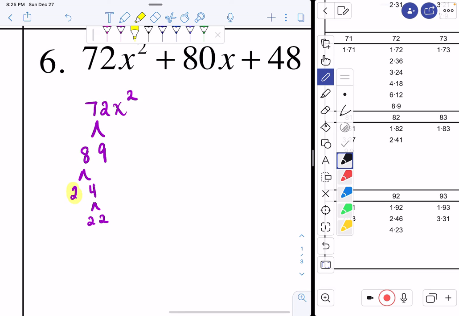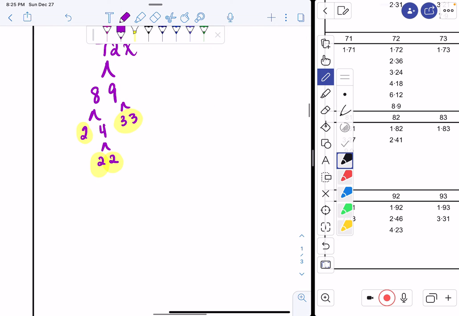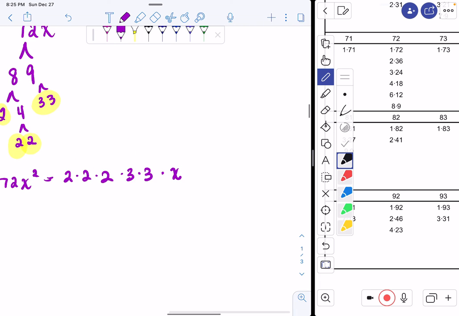Highlight your primes. 9 I can break apart into 3 and 3. Highlight those because those are prime as well. So I can say 72x squared is equal to 1, 2, 3, 3 2's. So 1, 2, 3, and then 2 3's. 1, 2, and then 2 x's. 1, 2.